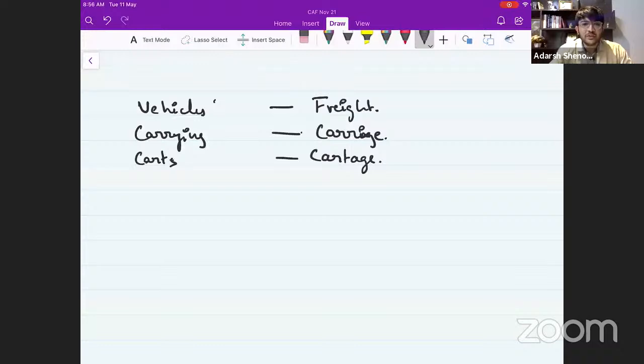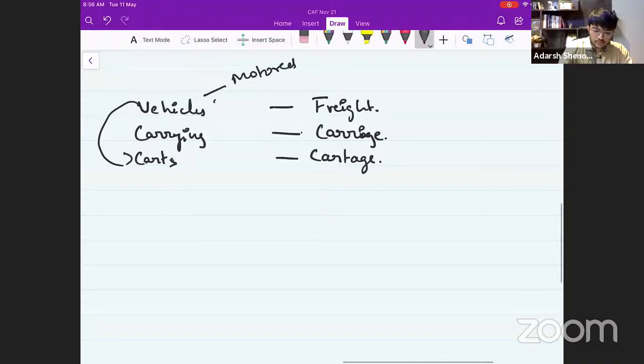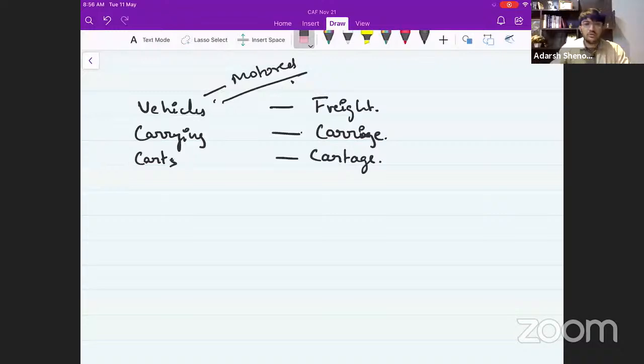That is why I told you vehicles and cart. What is the difference between vehicles and cart is what Lerina is asking. Freight is used generally for motored vehicles, which are run with a motor engine.